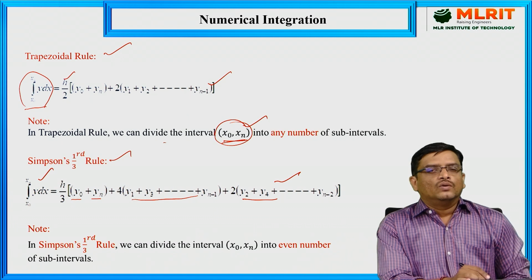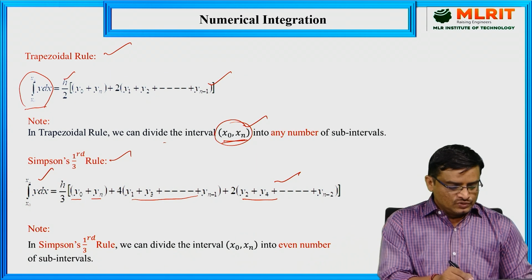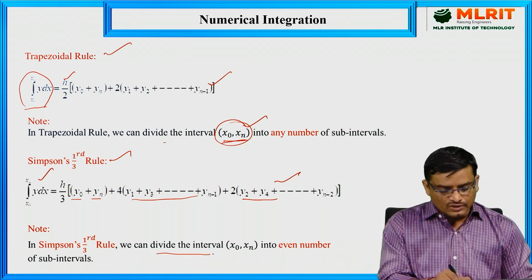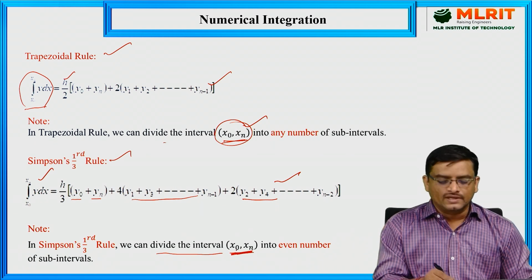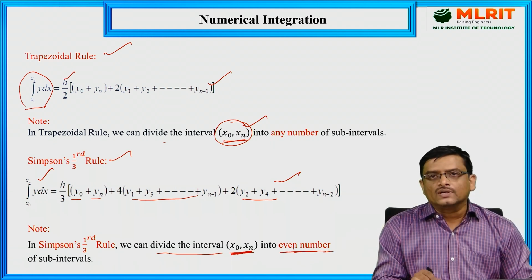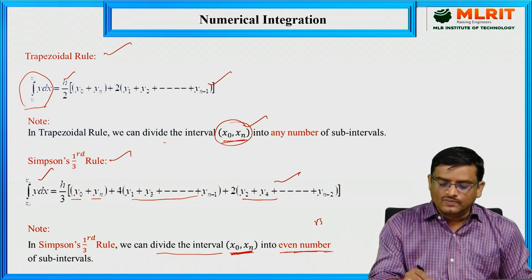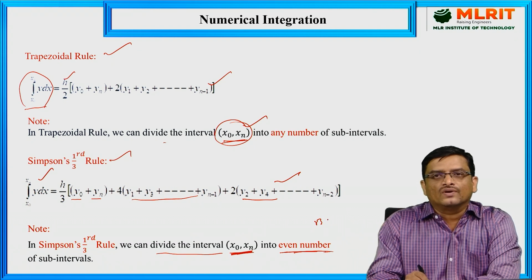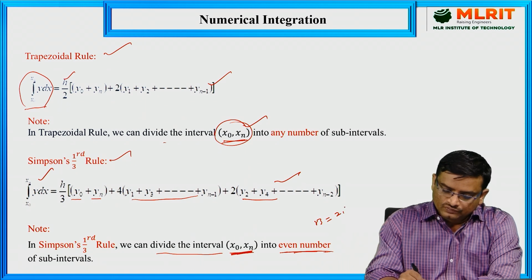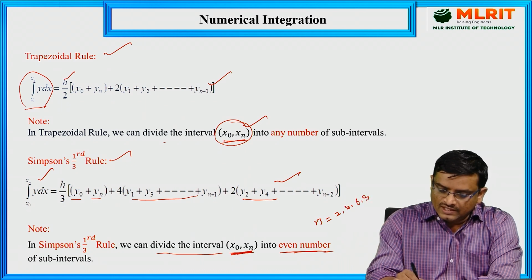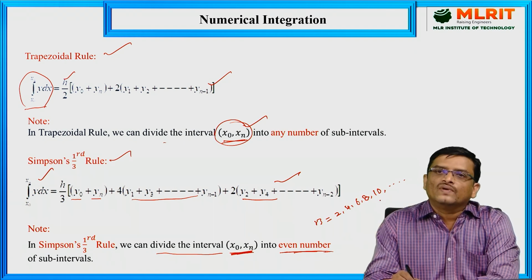Here is one important condition we have to remember whenever we want to apply Simpson's 1/3 rule. In Simpson's 1/3 rule, we have to divide the interval x0 comma xn into only an even number of subintervals. If the number of subintervals is represented by n, then n should be 2, 4, 6, 8, 10 and so on. We have to consider only these even values.